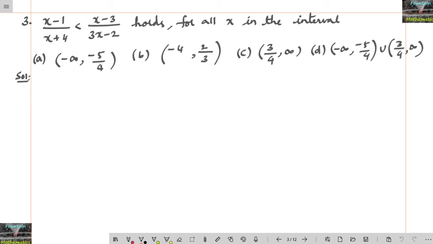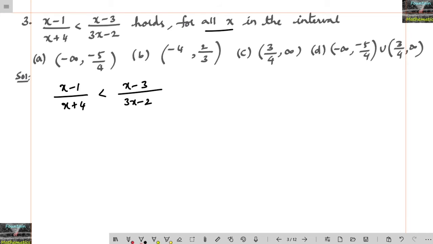Third question: x minus 1 upon x plus 4 less than x minus 3 upon 3x minus 2 holds for all x in the interval. Among these, 4 intervals are given to you. In which interval will the inequality be satisfied? So let's check out this problem. x minus 1 upon x plus 4 is less than x minus 3 upon 3x minus 2.